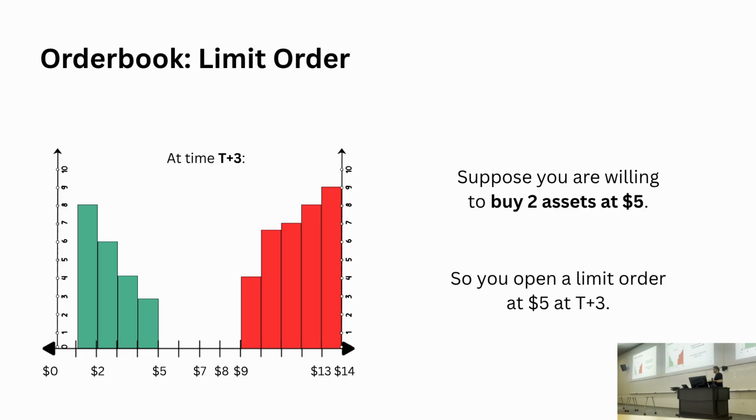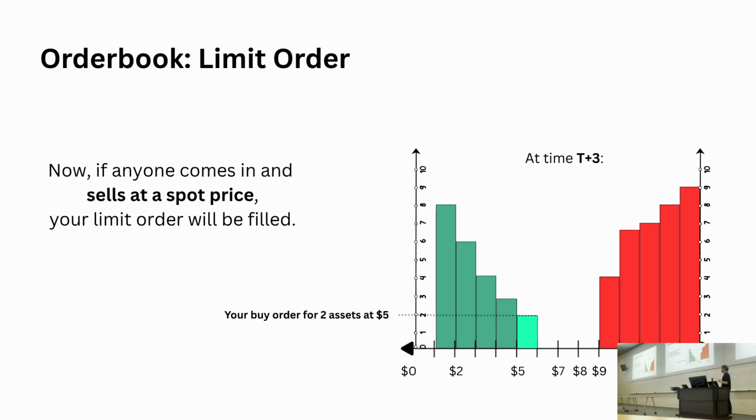As an example, suppose that you want to buy 2 Bitcoins at $5. Terrible price, I hope we're not going to get there. But what you can do is open a limit order at $5 in particular. The way it's going to look is your order is going to appear on the order book at $5 in the quantity of 2.